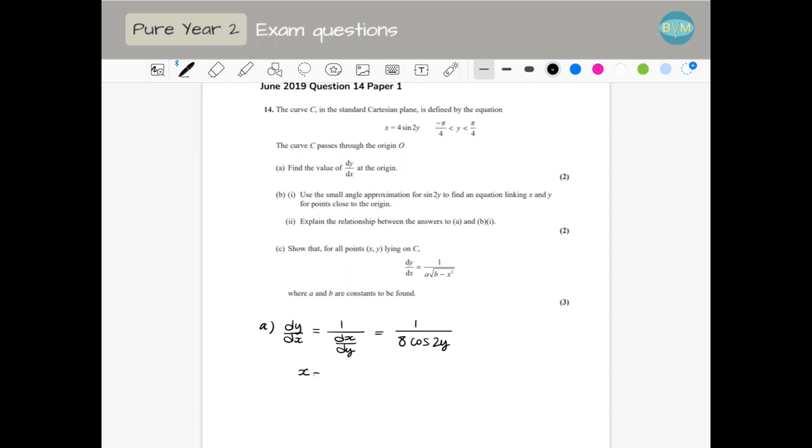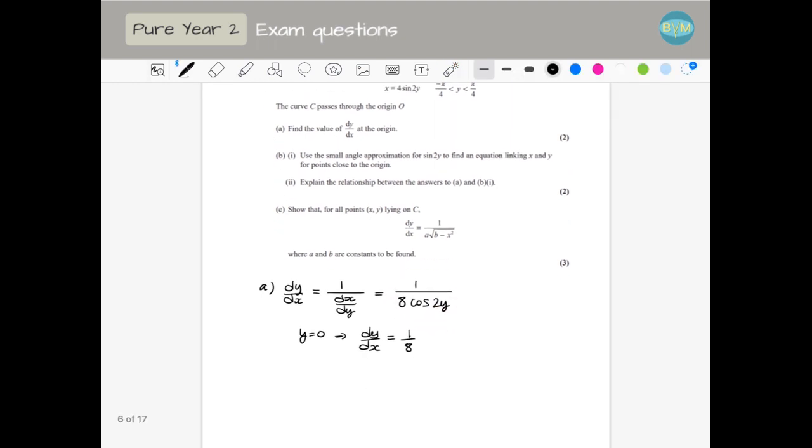So when at the origin y is 0, means that dy by dx, cos 0 is 1, so it's 1/8. Yeah, just substituting here. Cos 0 is 1, so I have 1/8.